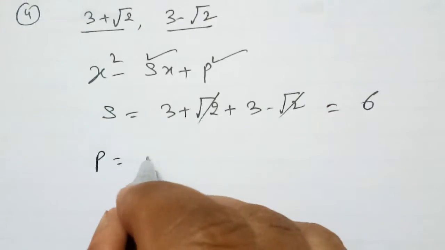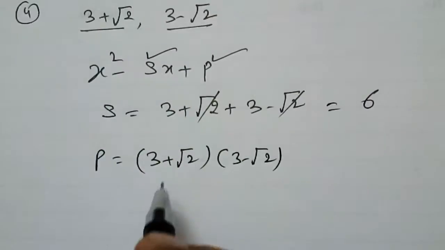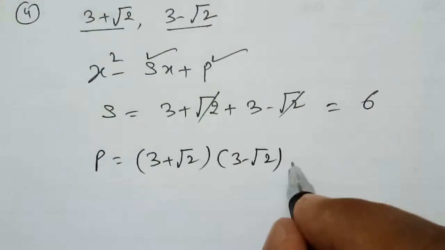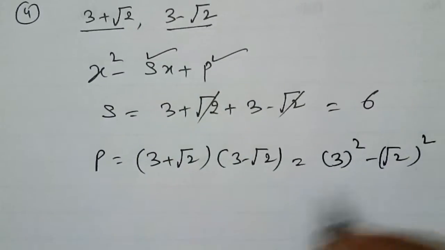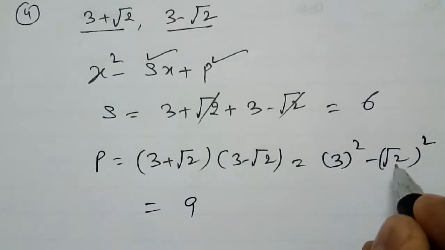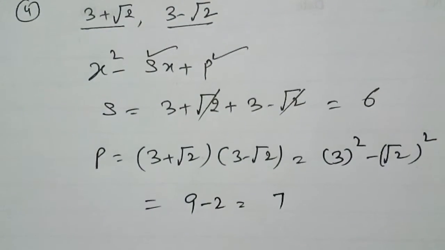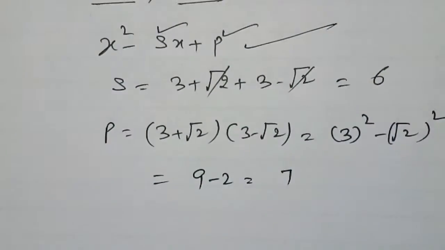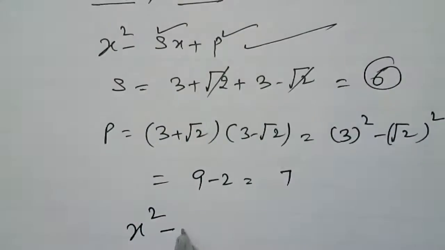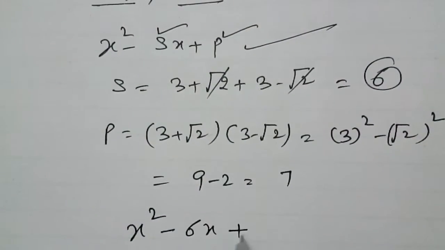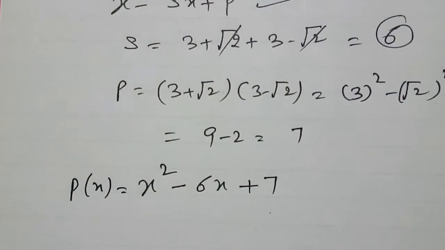And product of zeros is 3 plus root 2 and 3 minus root 2. So here we will use the identity a plus b and a minus b, which equals a square minus b square. So 3 square is 9 and root 2 square is 2. So it is 9 minus 2, 9 minus 2 is 7. So now we will use this polynomial, which is here x square minus sx, s is 6. So minus 6x and plus p, product of zeros 7. So this is the polynomial by using these two zeros.